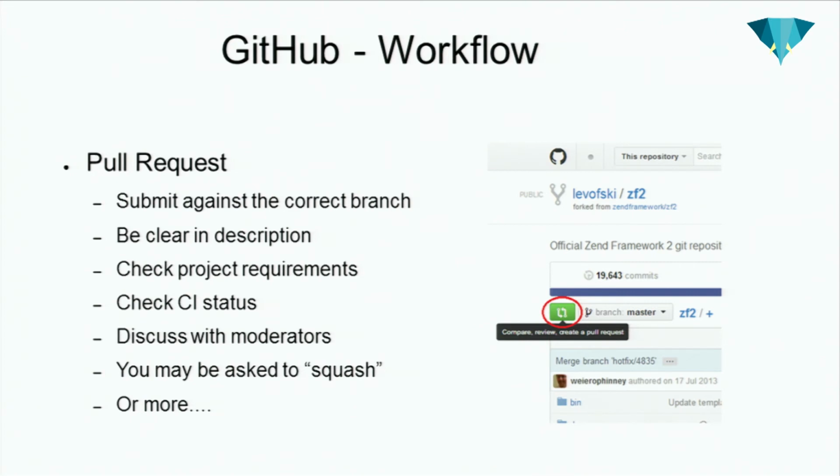But same things again. Check that CI passes. Because if it doesn't, your pull request will sit there forever, probably with no one making any comments. Discuss with moderators once it's green, and they'll maybe say what you're trying to do. And maybe you can do it a bit better. Maybe we could do this, or maybe we should move it into this module instead. And you might be asked to squash.